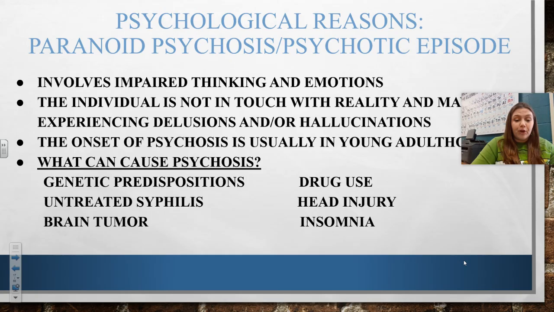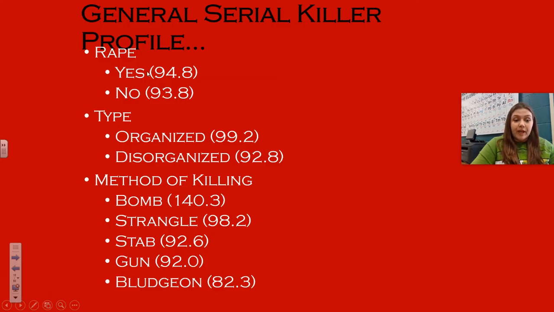Then a couple more basic breakdowns. Rape: out of the serial killers that they looked at, 95 of them said yes, there was rape involved, and 93 of them said no. So I guess I'm a little wrong. It's about half and half. But again, even if there wasn't rape, a lot of times there was some kind of sexual weirdness.